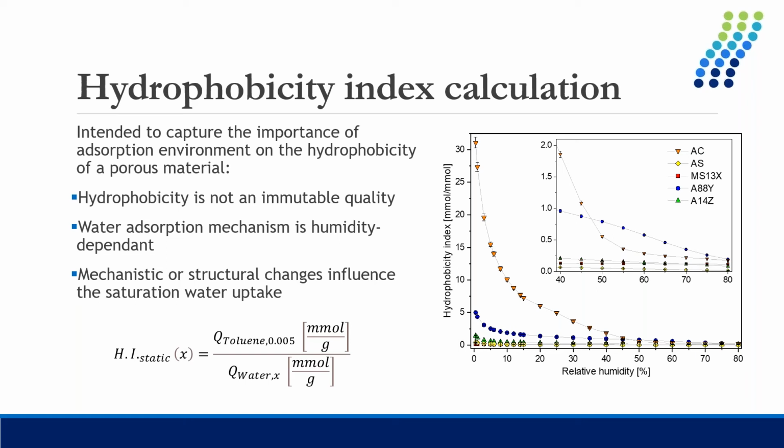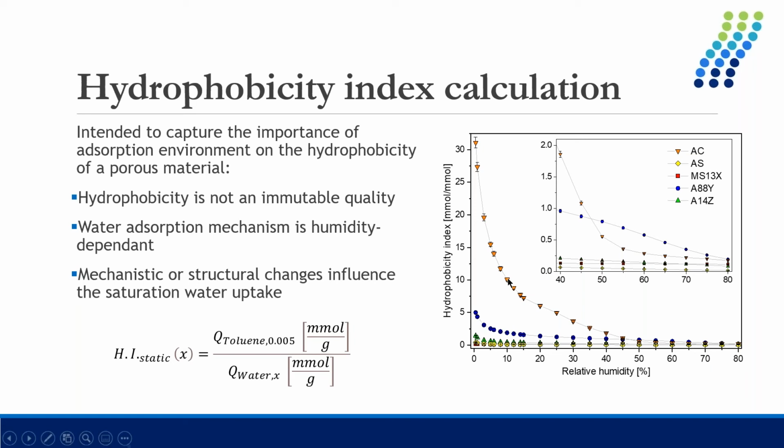So at low humidities, we see activated charcoal is far above all other materials, but as shown by the inset plot, we can see that zeolite Y begins to overtake activated charcoal at higher levels of relative humidity. So this shows us that there could be mechanistic or structural changes in the adsorption mechanism for water vapor, and changes in this adsorption mechanism can directly influence the overall hydrophobicity of the material.